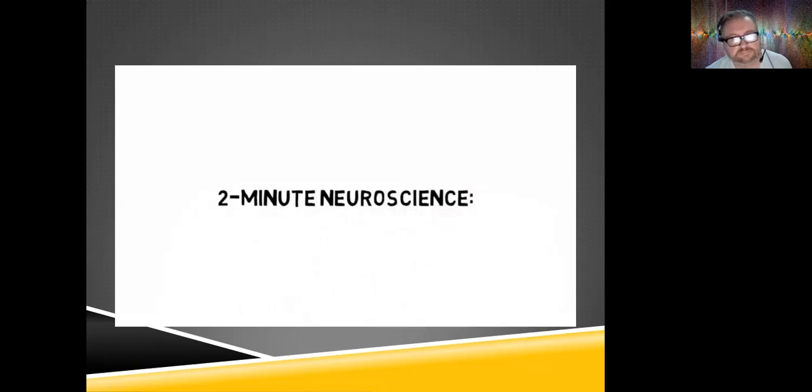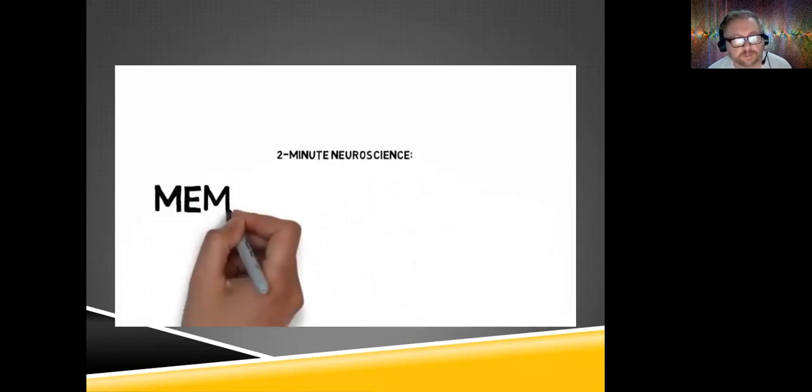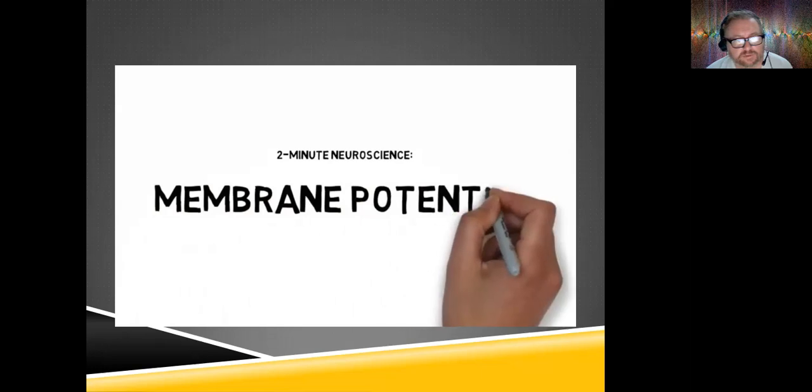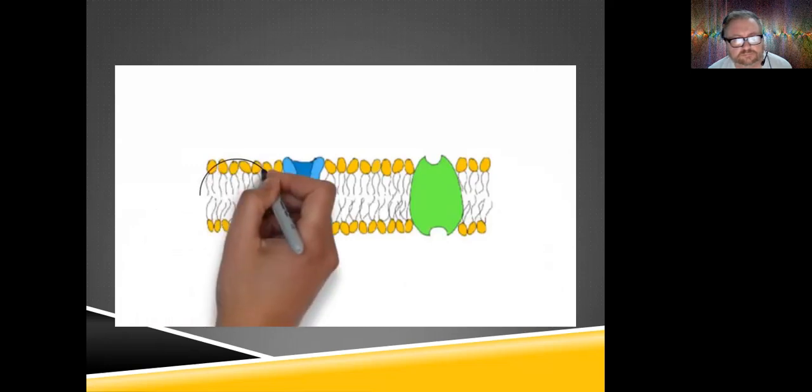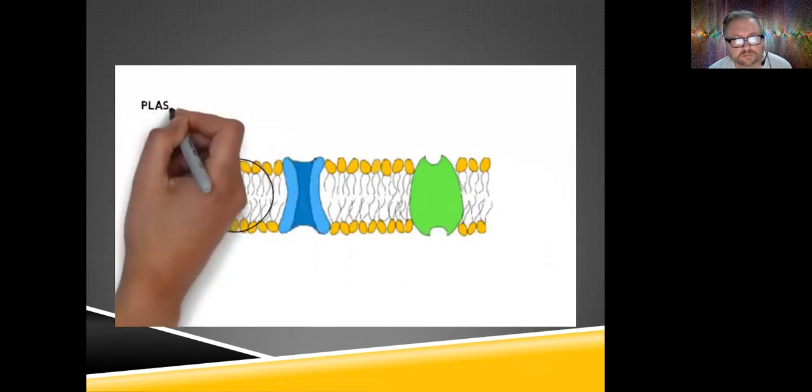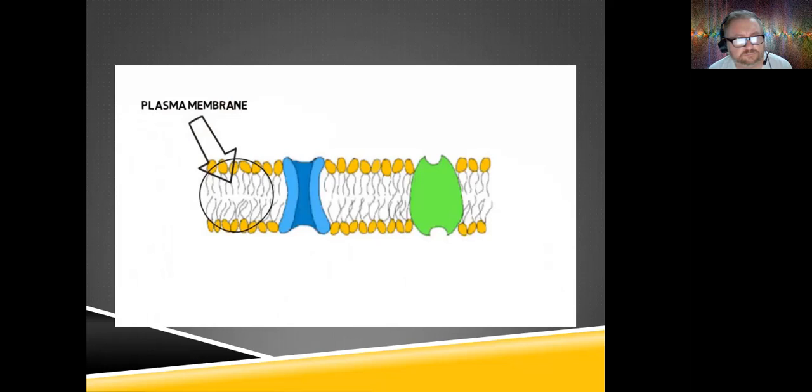Welcome to 2-Minute Neuroscience, where I simplistically explain neuroscience topics in 2 minutes or less. In this installment, I will discuss membrane potential. Membrane potential refers to the difference in electrical charge between the inside and the outside of a neuron. This is the plasma or cell membrane of the neuron. It separates the inside of the cell from the outside environment. We'll say this is the inside, and this is the outside of the neuron.